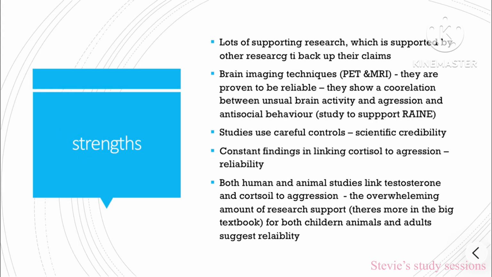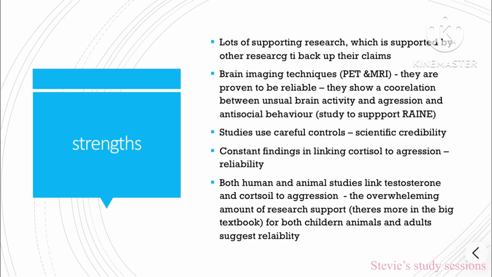Strengths. There's a lot of supporting research, which we've gone over. Brain imaging techniques have been proven to be reliable to show a correlation between brain activity and aggression. Studies have used careful controls, which give them scientific credibility. Consistent findings have linked cortisol to aggression. Both human and animal studies link testosterone and cortisol to aggression. There's an overwhelming amount of research support for both humans, children, animals, and adults linking testosterone and cortisol to aggression, suggesting reliability.